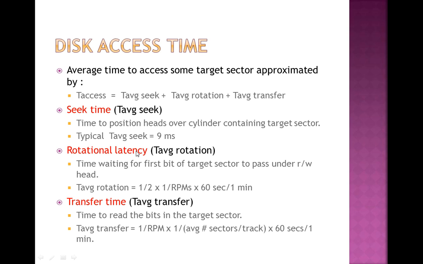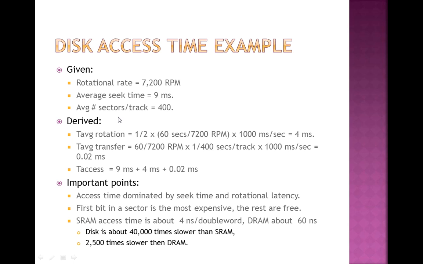Then rotational latency, that is the time for the first bit of the target sector to pass under the read-write head. Then there is the transfer time, that is the time taken to read the bits in the target sector. So these are the multiple disk access times that are used while we access the data from the disk. These are the examples.